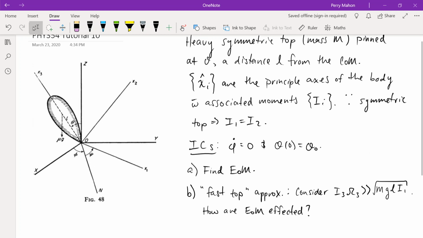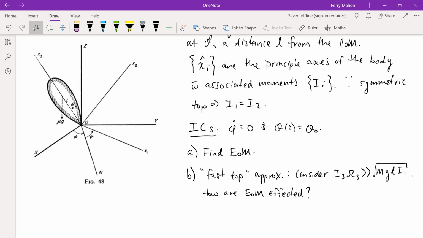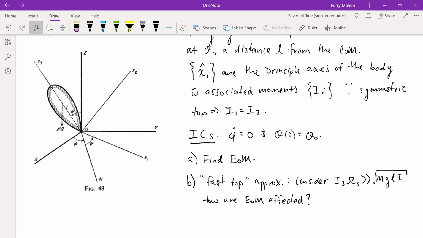So there's two things that we really want to consider. The first will be to find the equations of motion governing the dynamics of the system, and the second will be to consider the so-called fast top approximation, and we want to see the impact that those have on the equations of motion for the system.